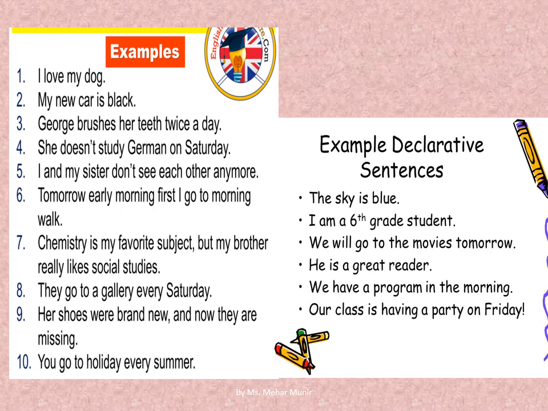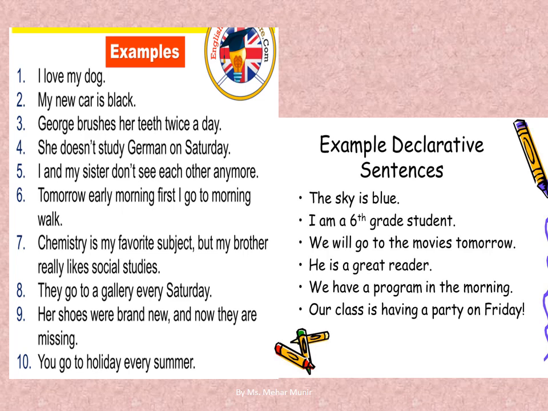Now we already have a helping verb in the sentence number 2, that is is. When we are given a helping verb already, this is very easy for us. We will simply move the helping verb to the start of the sentence. My new car is black. When I convert it into a question, I will say, is my new car black? I just moved the position of is and I said, is my car black?